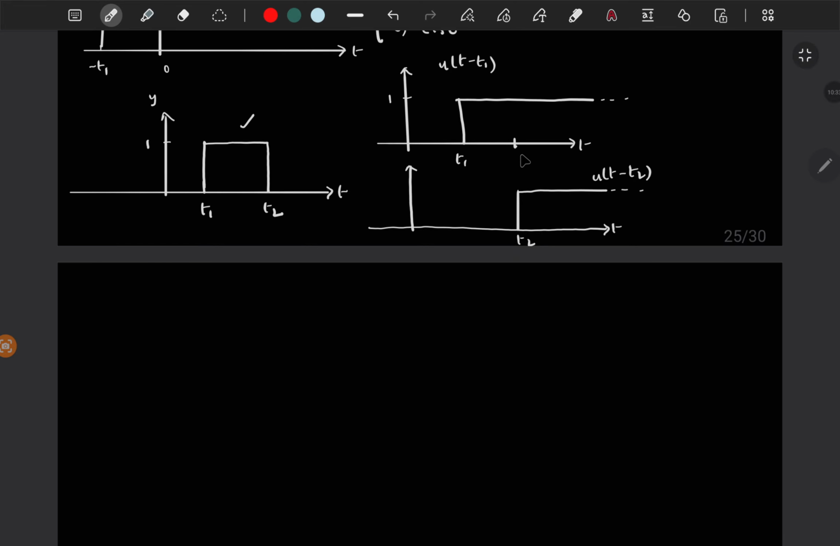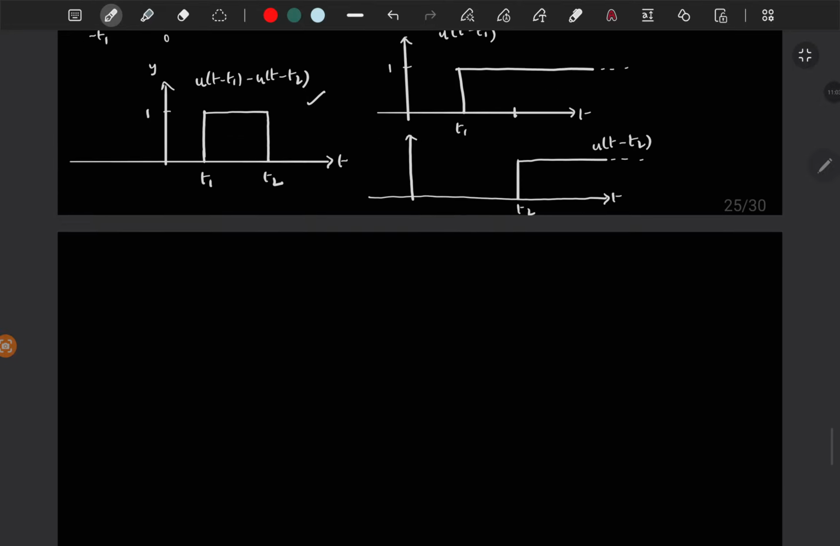So after t2 it is 1, it is 1. So if you subtract, then you will get 0. So you will get the graph only from t1 to t2. So if you do that, then you will get this waveform only. So this is nothing but u of t minus t1 minus u of t minus t2. This is how the equation looks like for this, as simple as that.